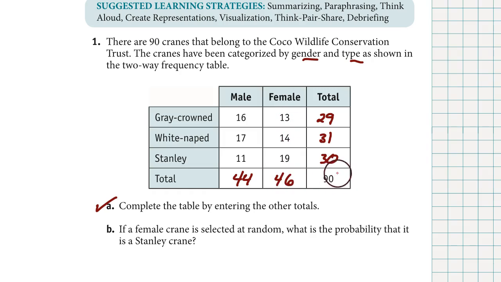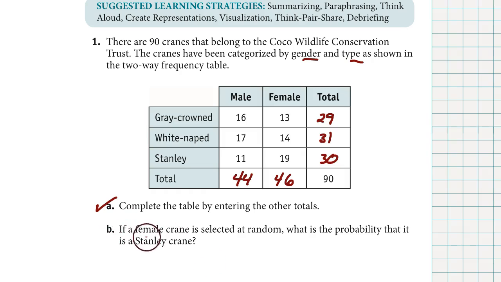We were told the grand total is 90, and that can be confirmed by adding across the row or adding down the column. If either of those do not make 90, we know we made a mistake in one of our totals. Now that our table is complete, it'll make finding probabilities a lot easier.